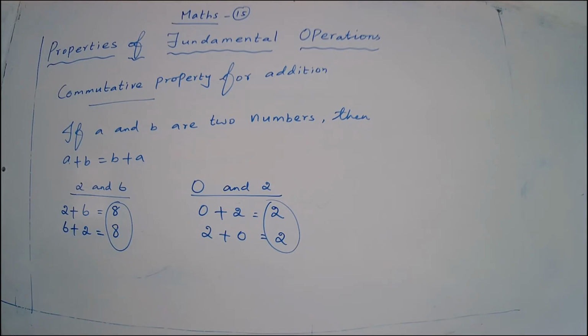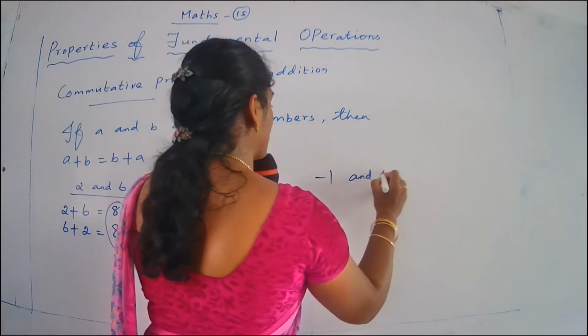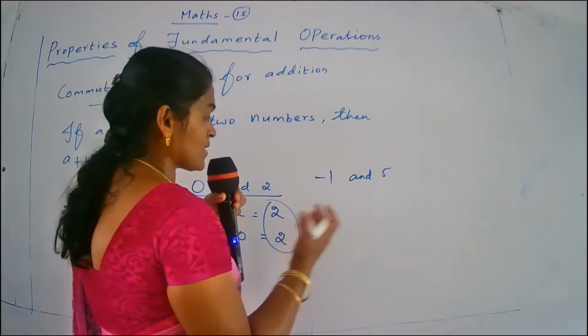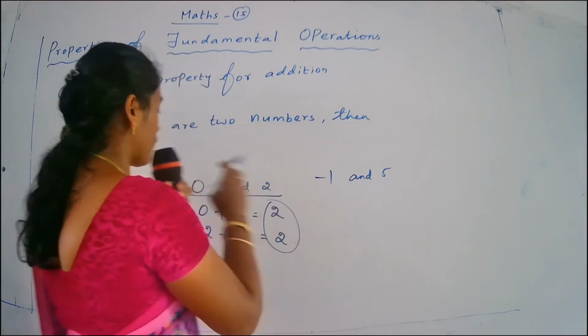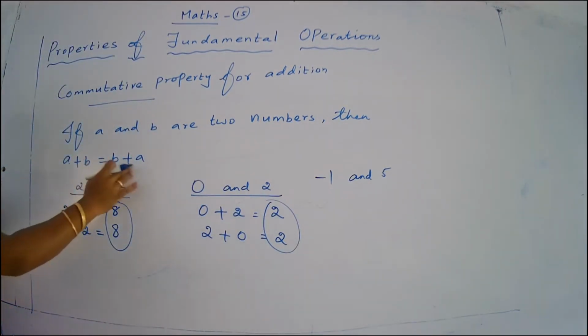Now you come to the third set, integers. Let us take two integers. One number is -1 and another number is 5. You may take other numbers also, that is your choice. Now let us take -1 and 5. Now you find the value; you want to check that A plus B is equal to B plus A.